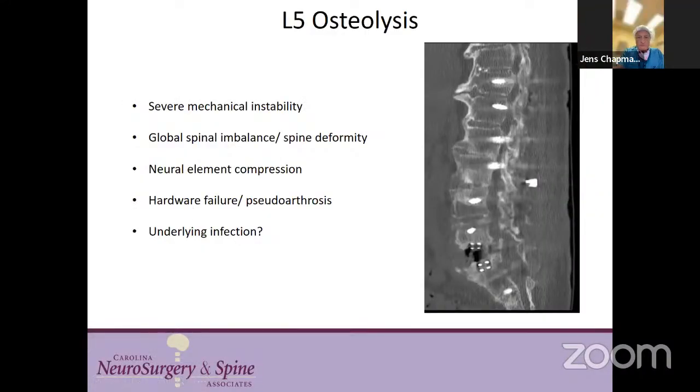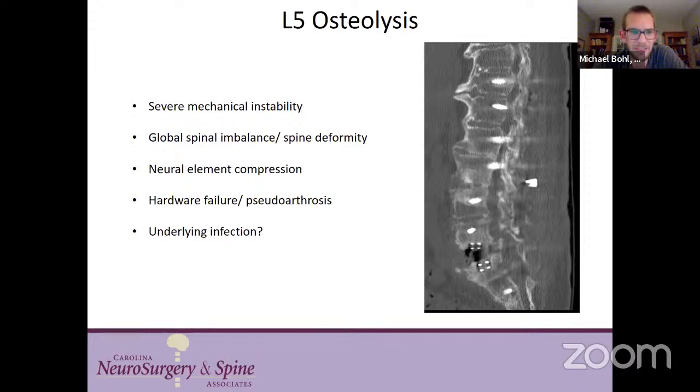Perfect. Okay. So, similar case of L5 osteolysis. You can see the CT scan here on the right that shows what was previously an L4-5 interbody, and then an L5-S1 interbody, and then just a bunch of dead space there. And piggybacking along the conversation and questions we just had, this is what I typically see in these cases.